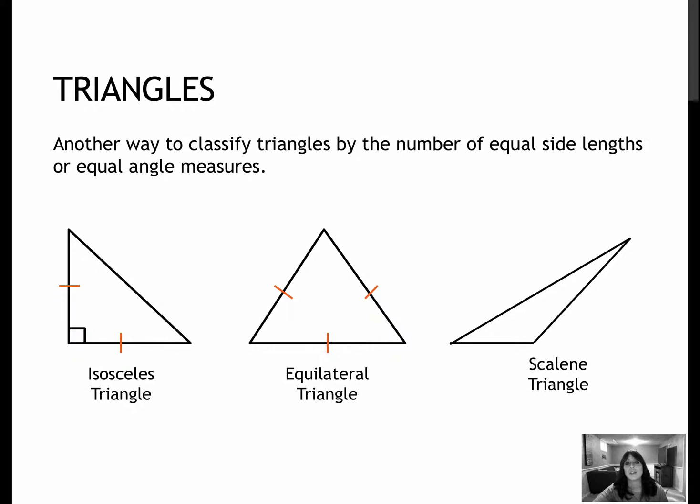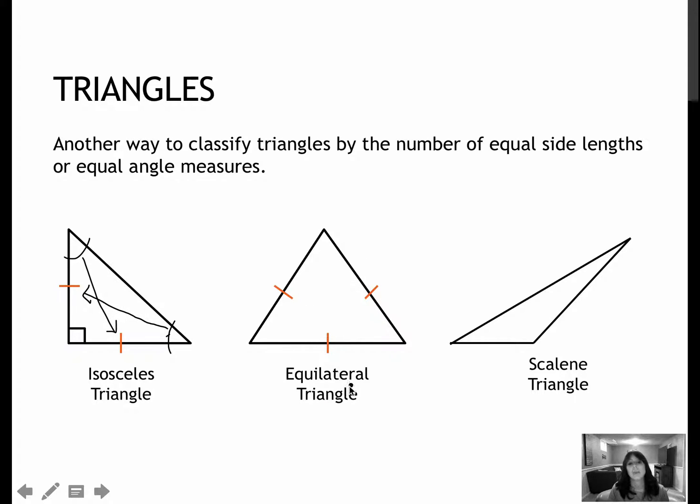The other way that we classify them is by the measure of their sides, or possibly how many equal angle measures they have. So the first is an isosceles triangle, and notice I'm using these little lines here. Those lines mean that this side and this side, or the two legs of this triangle, are congruent to one another. In addition, this angle and this angle are congruent every time you have an isosceles triangle. So an isosceles means two equal sides and two equal angles that are across from those sides. So notice this angle opens up to this side and this angle opens up to this side. Those are the two that are congruent.